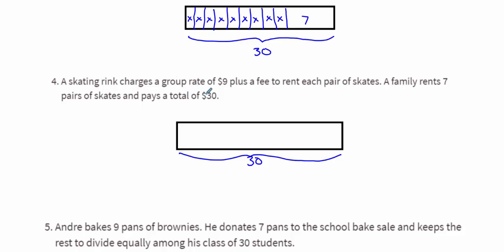Now, when this family goes to the skating rink as a group, all they have to pay is $9 plus a fee for each pair of skates. So how many pairs of skates do they rent? They rent 7 skates, and we don't know the cost. So we're going to make our 7 skates, and we don't know how much they cost. We'll just say they cost X amount.